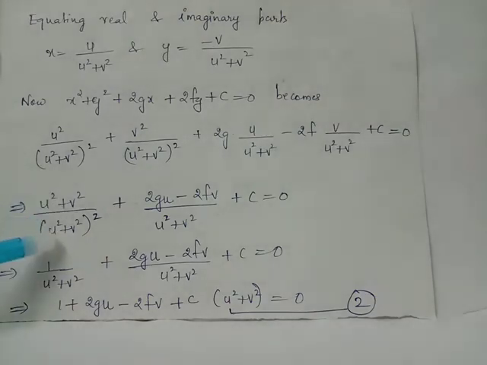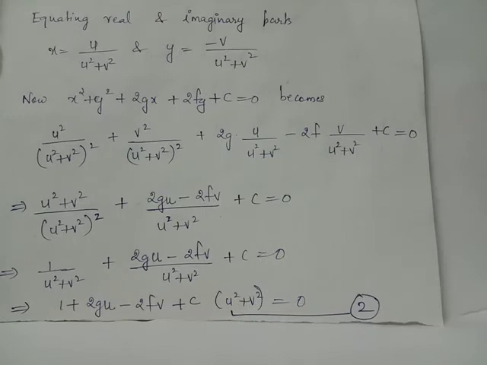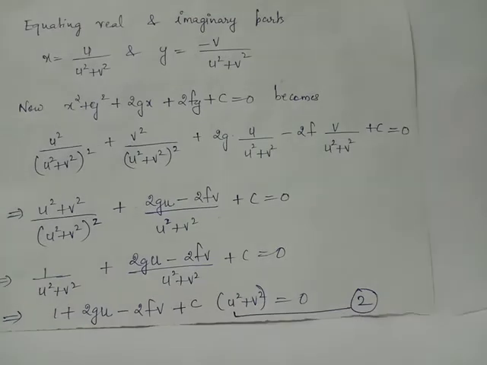Here, after simplification, this expression becomes 1 by u square plus v square. Now, if we multiply both sides of this equation by u square plus v square, we obtain 1 plus 2gu minus 2fv plus c into u square plus v square equals 0. And we know u square plus v square multiplied with 0 in the RHS will become 0 itself. Now we will consider two cases, c equals 0 and c not equals 0.